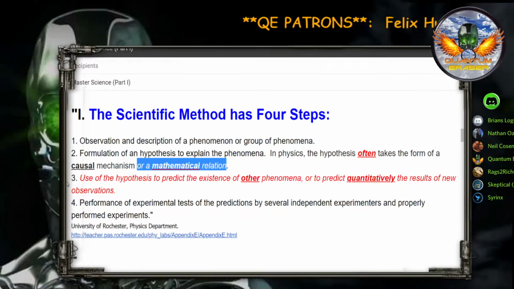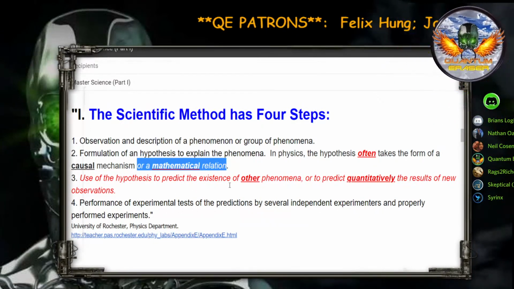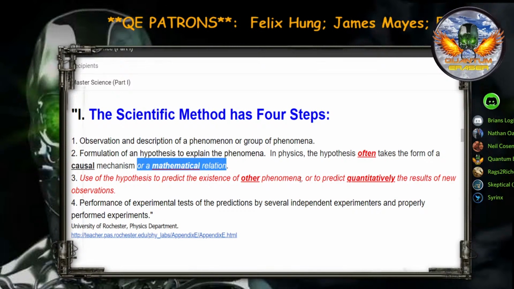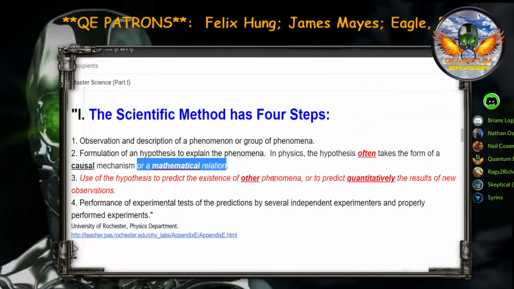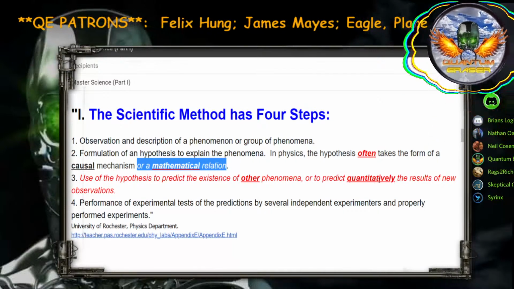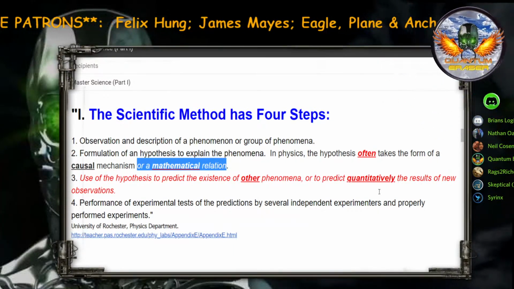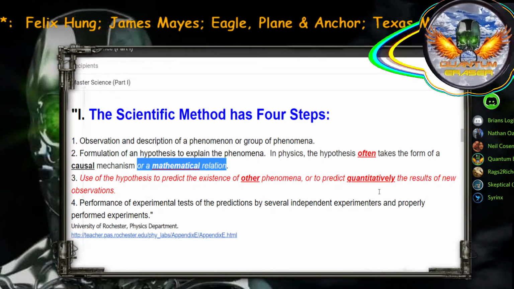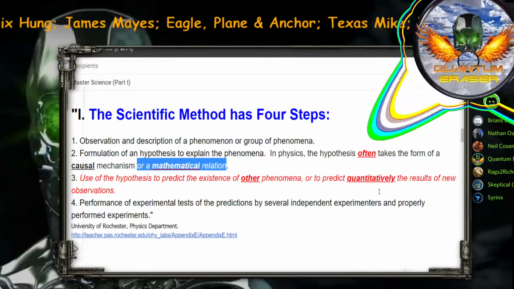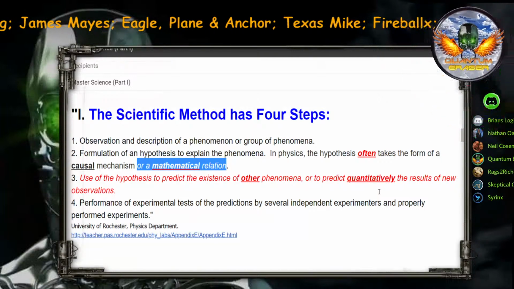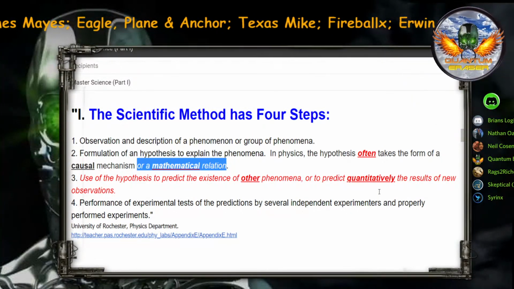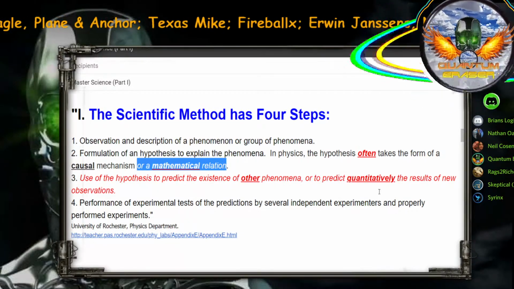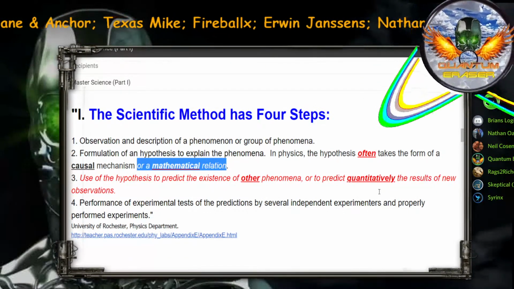This is nonsense. Number 3, the use of the hypothesis to predict the existence of other phenomena. You're on shrooms, right? You're a fungus muncher. Or to predict quantitatively the results of new observations. No, it doesn't. The scientific method is not quantitative. It is strictly qualitative. It either is a cause or it isn't. That's it. Now, you can go into deeper after you solved or validated or invalidated the hypothesis. You can start to measure your butt off. I don't really care. And answer yes or no questions. I don't really care about that.